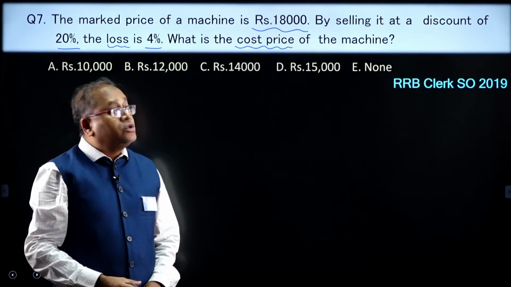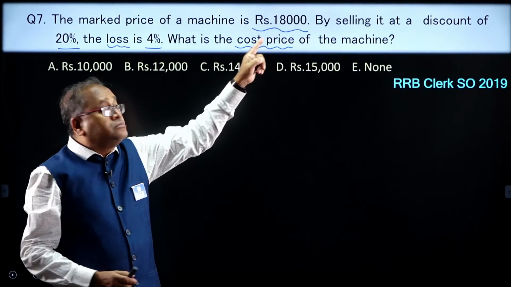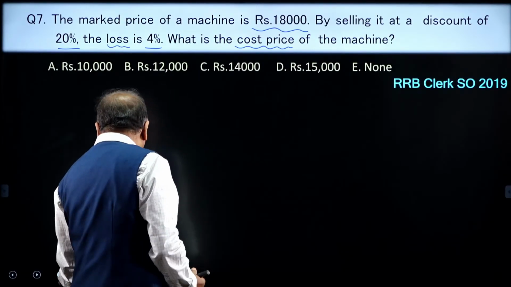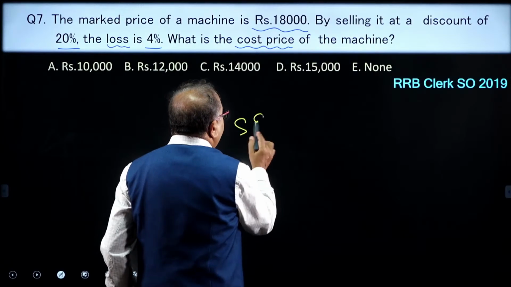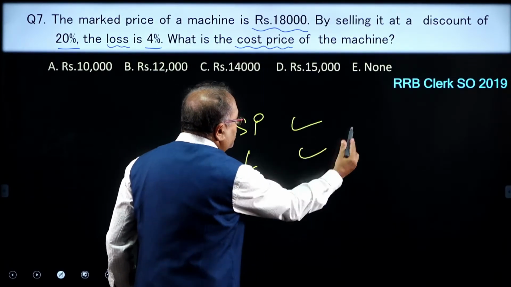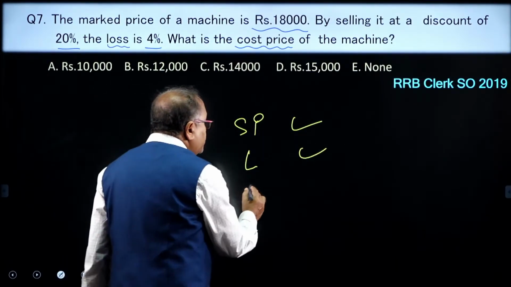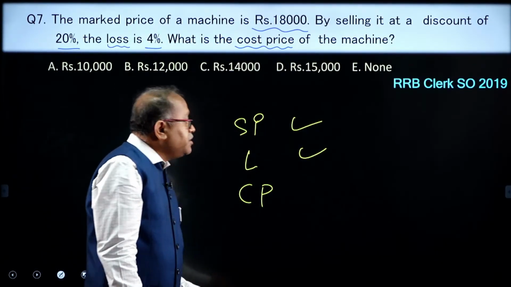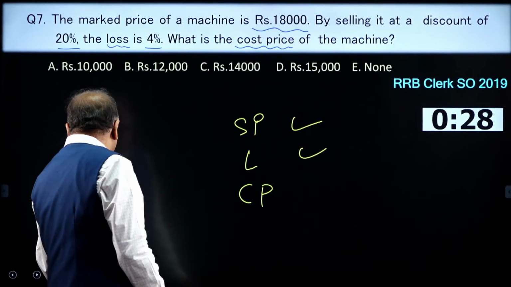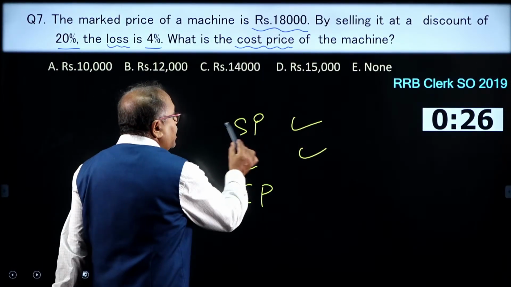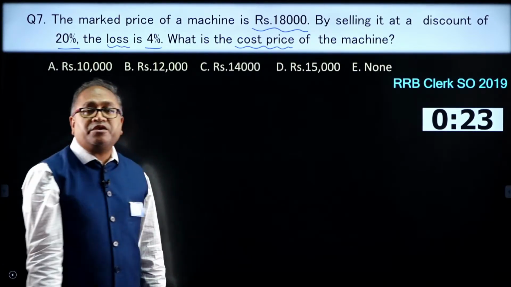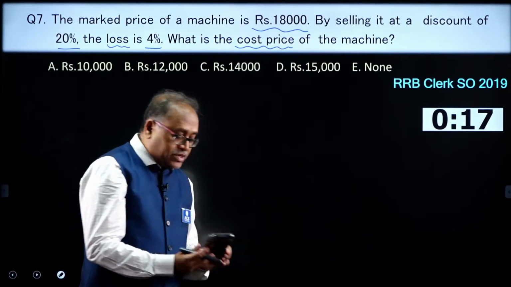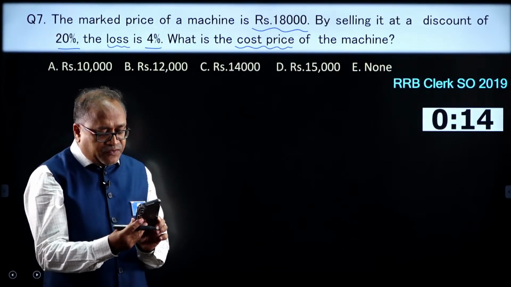Yes, my friends. Once you know the mark price, by applying the discount, what will you get? You get the selling price. And once you have the selling price and the loss given to us, can't you find out the cost price? Yes, we can. Take your 30 seconds, and either you will answer this question with the fastest possible method or you will learn it now. Come on, my dear friends.